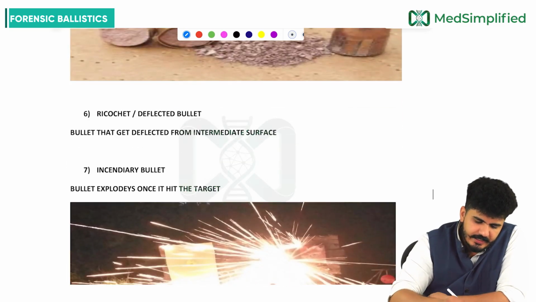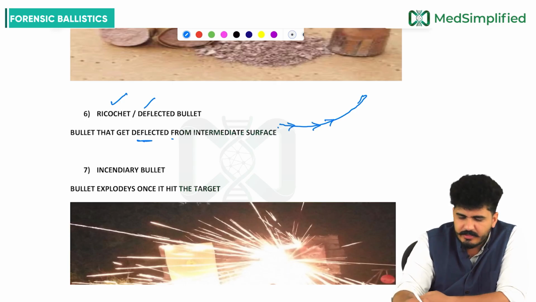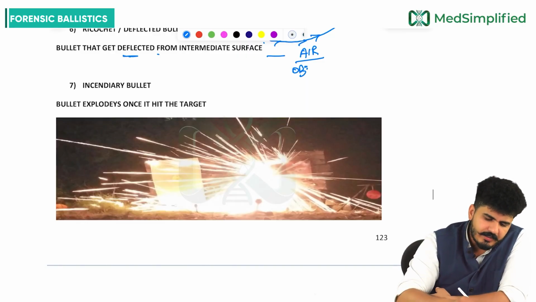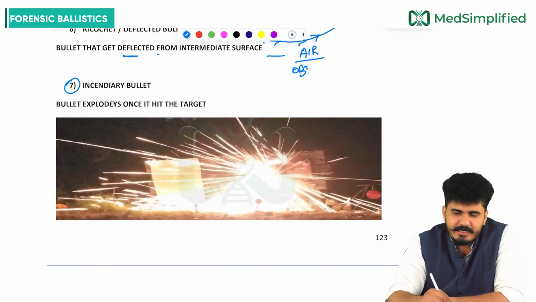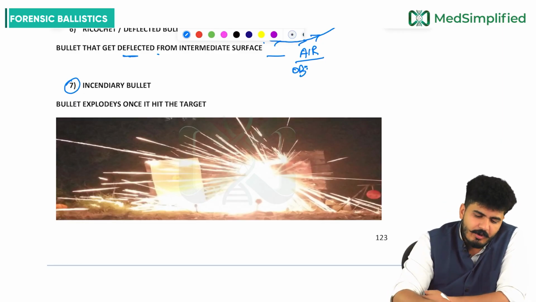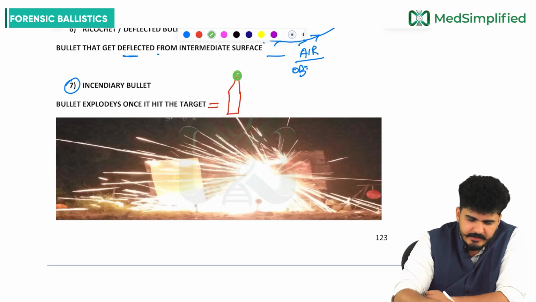The next type of bullet is the ricochet or deflected bullet. The bullet gets deflected from an intermediate source. You are firing here, and the bullet will go there. The intermediate source can be air, or any object, my dear friends. Now coming to the seventh type of bullet, the incendiary bullet. Incendiary bullet explodes once it hits the target. How does the bullet explode? On the tip of the bullet, there is something. This greenish part is called phosphorus.